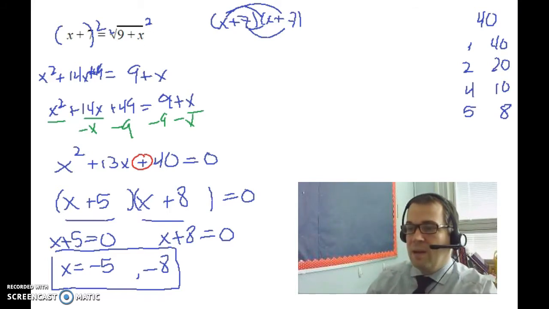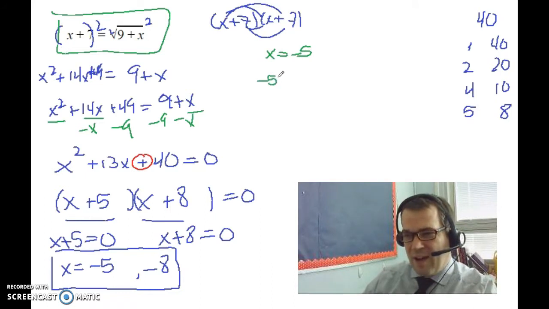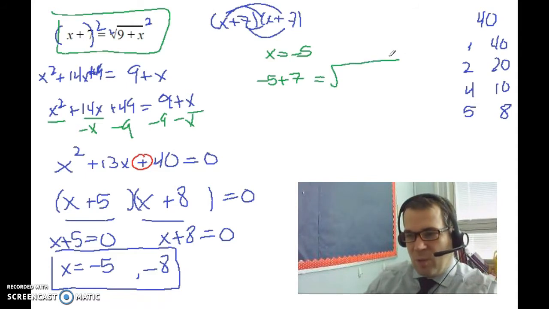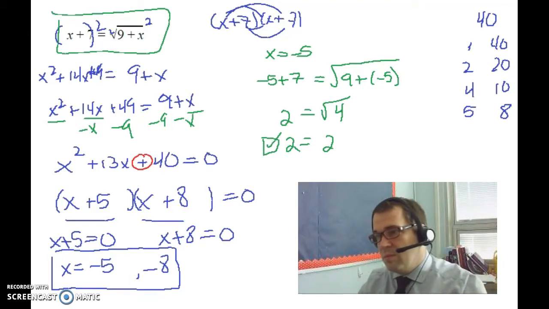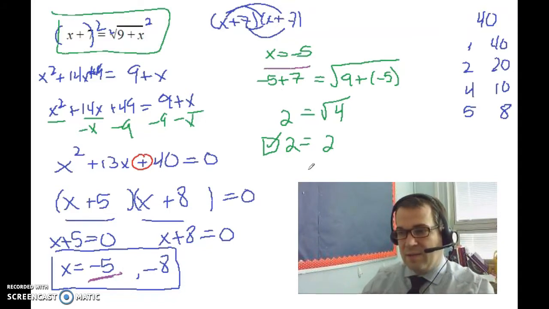That could totally happen. So let's take the negative 5. If x equals negative 5 in the original problem, I get negative 5 plus 7, and I'm wondering, does that equal the square root of 9 plus negative 5? Well, these guys combine to make positive 2. 9 plus negative 5 is 4, so I get the square root of 4. The square root of 4 is 2, so I get the statement 2 equals 2. That's true. 2 equals 2. That's definitely an answer. That happened when x was negative 5, so that's an answer.